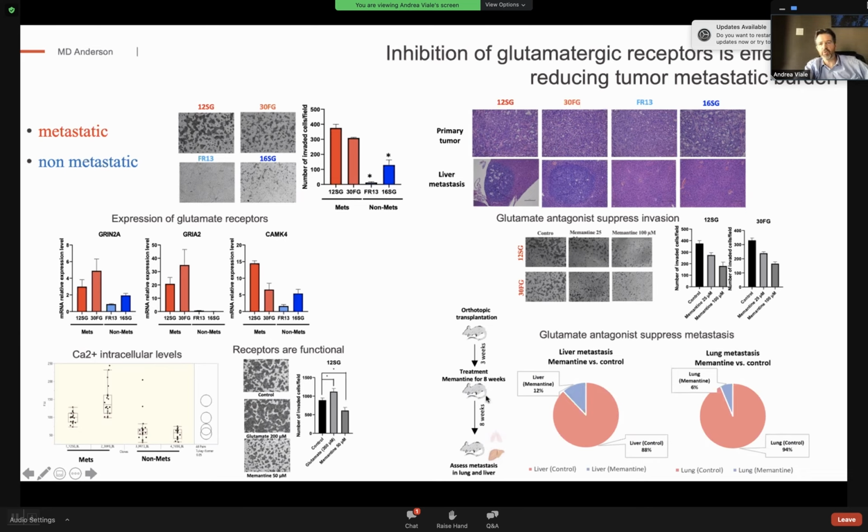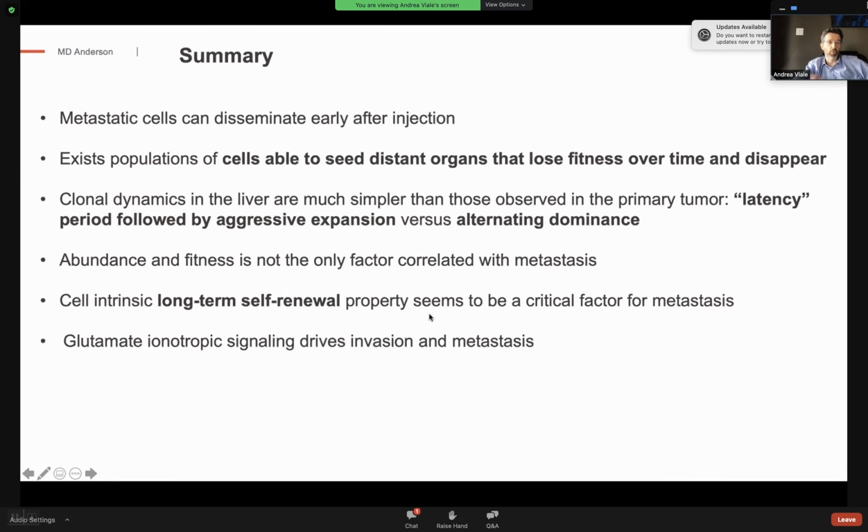So we used pancreatic clones in vivo, and we injected the animals orthotopically, and 3 weeks later we started the treatment. After 8 weeks of treatment, we were able to demonstrate that memantine has a strong effect in suppressing the burden of metastatic cells in secondary organs. So just to summarize this part, the manuscript is in preparation, and all these data are unpublished.